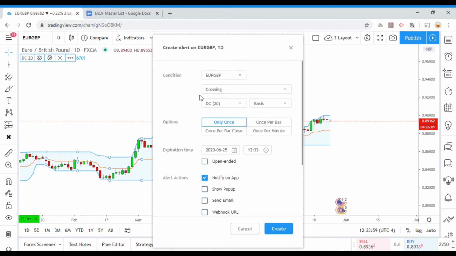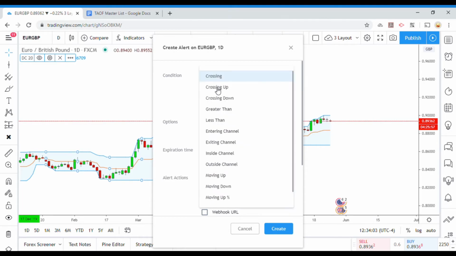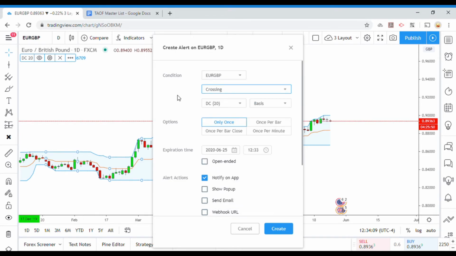So when the Euro Great Britain Pound is crossing either up or down. You can set it to either up, or you can set it to down, or you can set it to any of these other settings. But in this case, we want it either way, up or down. So that way we have one alert that tells us it's crossing down below that line or it's crossing up above. And then you would set it to only once.